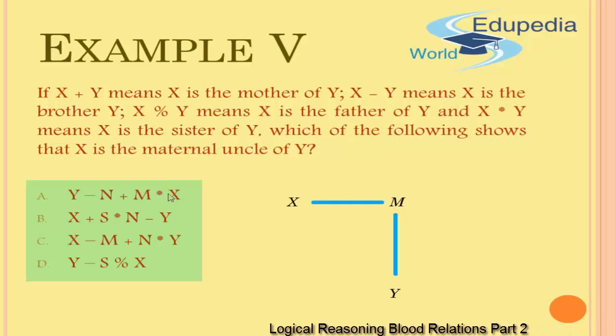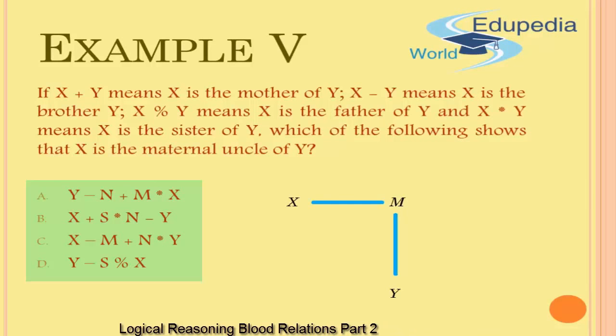So according to option A, x is 1 generation below y, which is the reverse. I want y to be 1 generation below x. So I will discard option A. Okay, I hope you understood this. Y minus n means that y is the brother of n. So y and n are in the same generation. N plus m means n is the mother of m. So m is one generation below n, thus one generation below y.